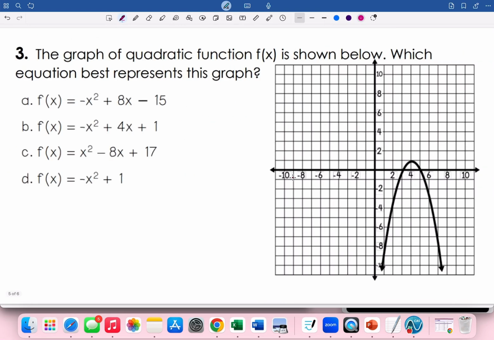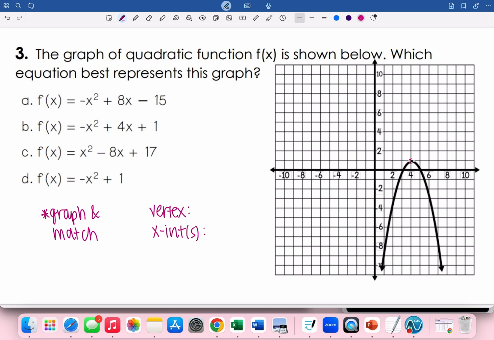Okay, number 3. The graph of quadratic function f of x is shown below. Which equation best represents the graph? So guys, basically what we're going to do here is graph and match. And what we want to match are the characteristics of this quadratic function. So in other words, I want to match it to the vertex, and I'm going to match it to my x-intercepts.